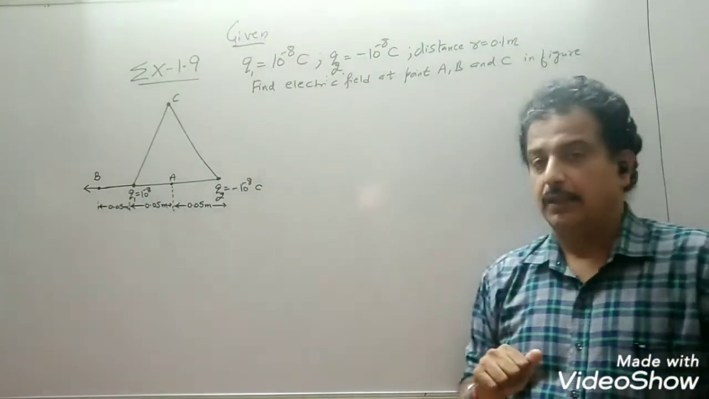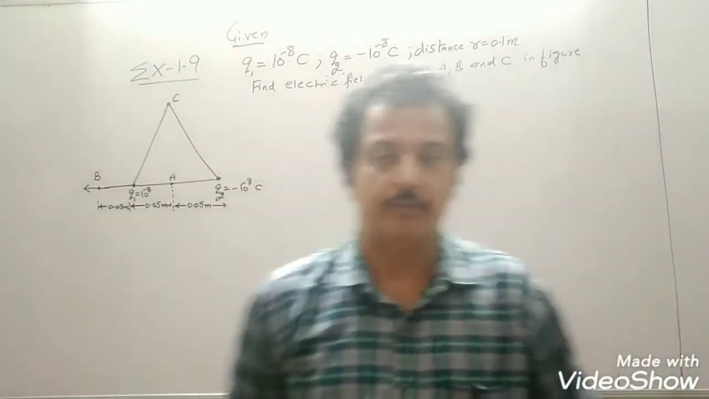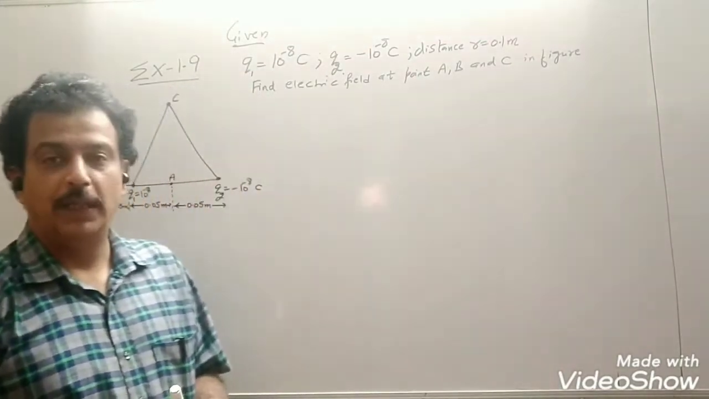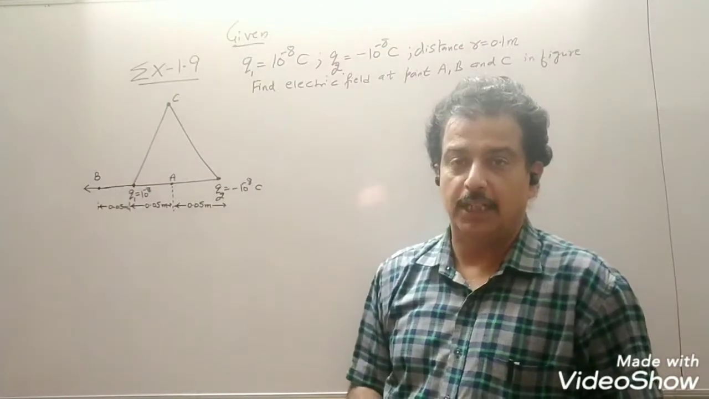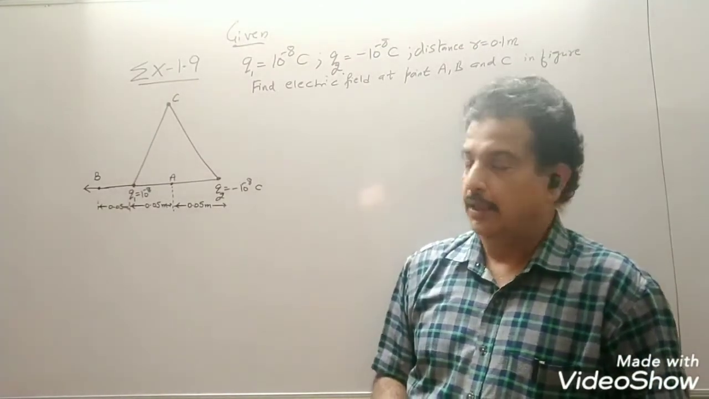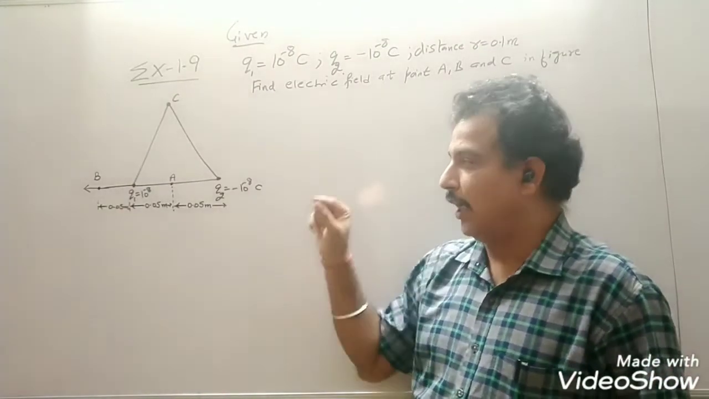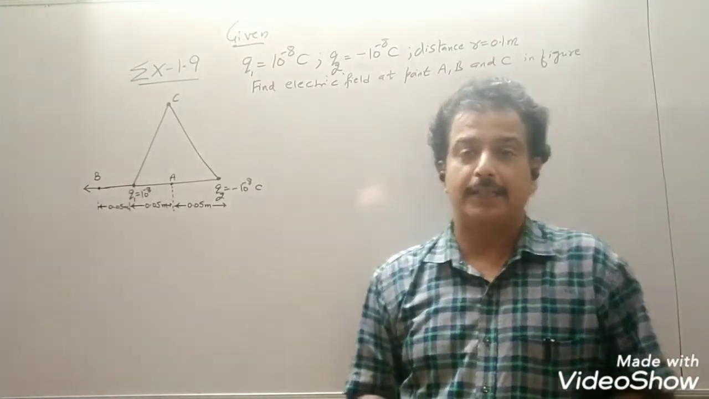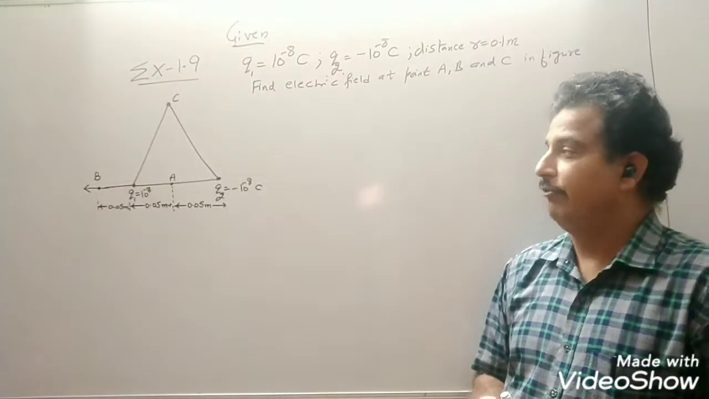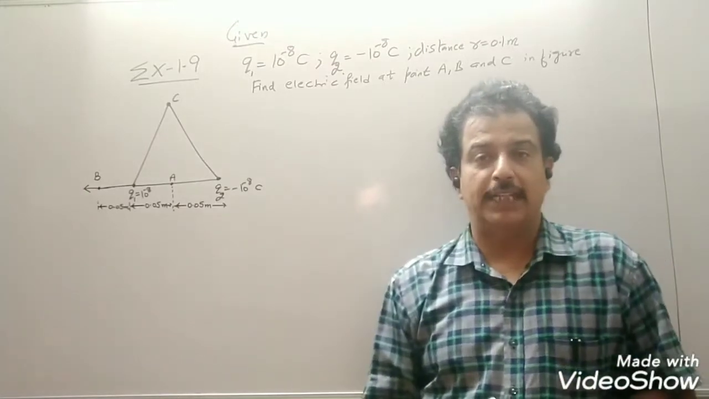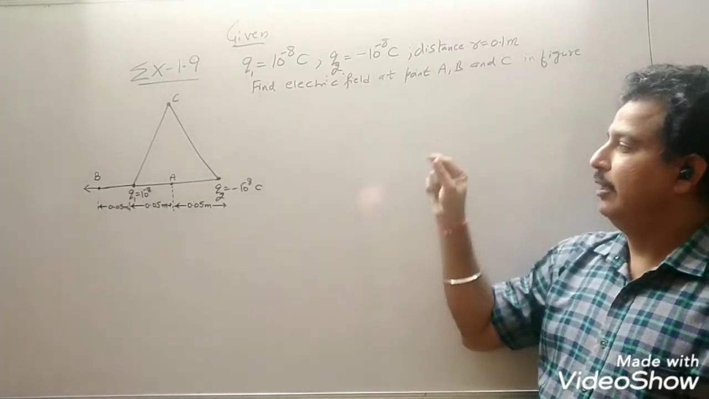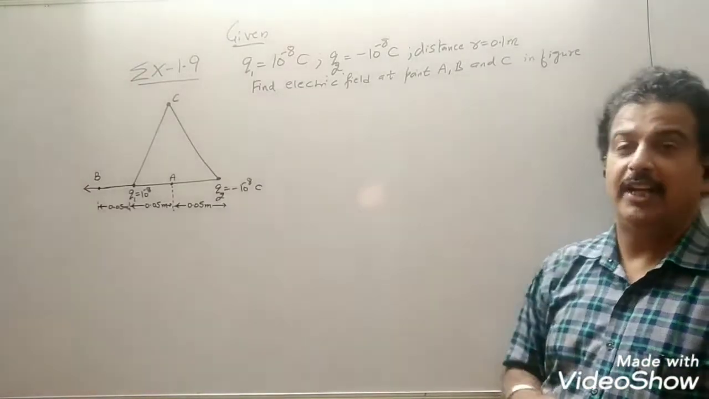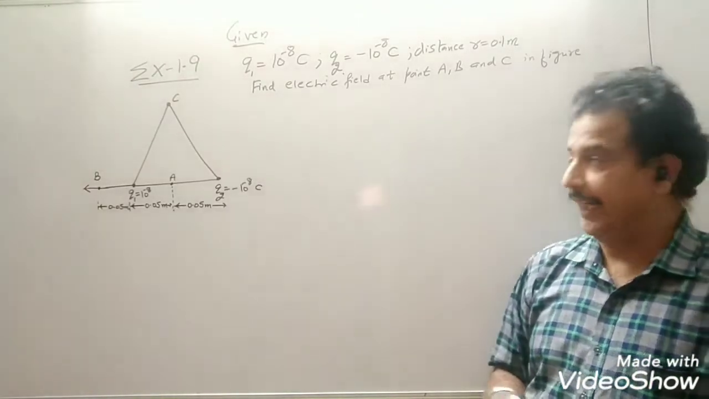C. Now in order to find the electric field intensity we have to place a test charge, and as we know the test charge is a unit positive charge. By placing a unit positive charge at a particular point we can find out the direction of the electric field intensity at that point. So first we will find out the electric field intensity at point A.